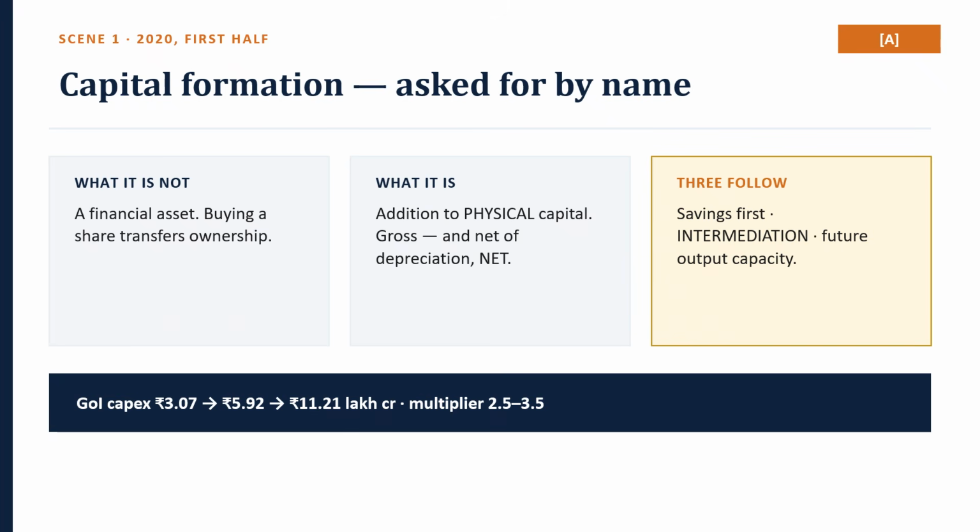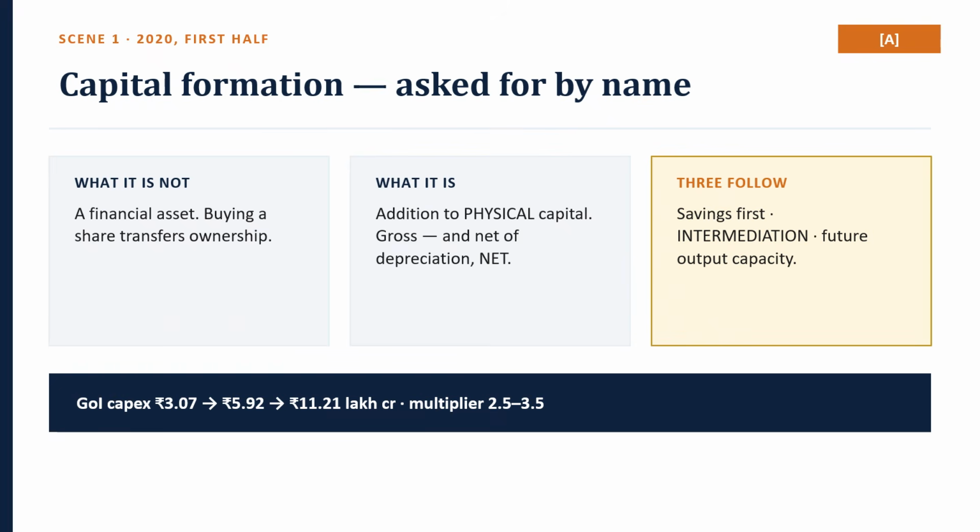So, three things to follow here, and each is a mark. The first one is capital formation requires savings first. You cannot invest what nobody has abstained from consuming. Domestic savings or foreign savings borrowed in.